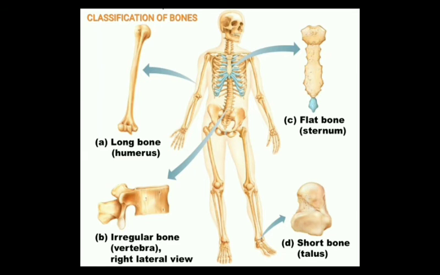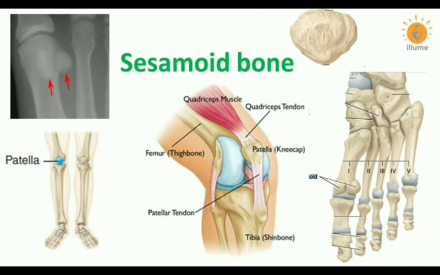Coming to sesamoid bones, they are short bones, but they are without an ossification center. They form in the regions of undue stress, where there is too much stress. These bones are embedded in tendons and ligaments. Examples: the largest sesamoid bone is the patella, the kneecap, and the fabella. Fabella is a small sesamoid bone present in the tendon of the lateral head of the gastrocnemius, behind the lateral condyle of the femur.